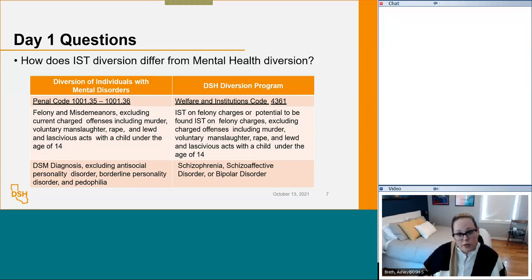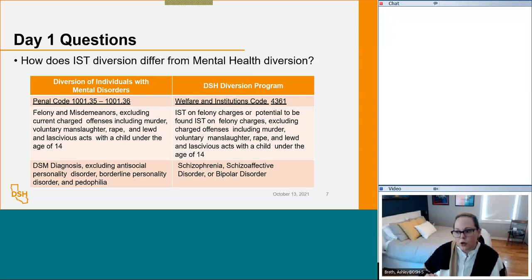The court can order somebody with a DSM diagnosis, except for those 3, who has either a current felony or a misdemeanor charge, into a diversion treatment program instead of finding them IST or sending them to state hospitals. We do have a handful of charges that are excluded from this program along with the diagnoses. So murder, voluntary manslaughter, rape, and lewd and lascivious acts with a child under the age of 14 are charges that cannot be, if somebody has those charges, they cannot be diverted regardless of the program.